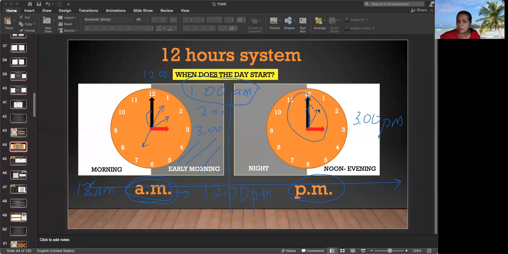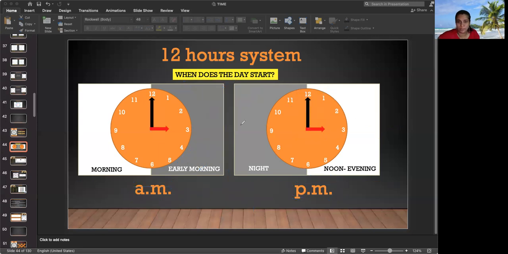But the clock goes back to pointing at 1 o'clock. It doesn't mean we are back at the first hour of the day. No, this is now the 13th hour of the day. And this is what makes the difference between the 12-hour system and the 24-hour system.